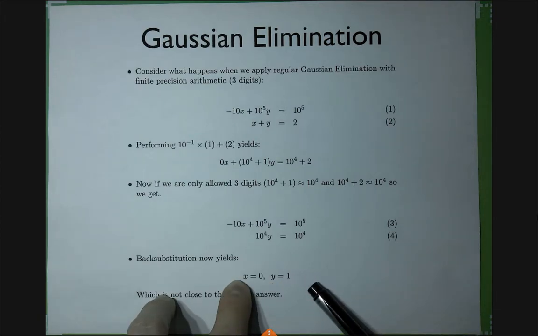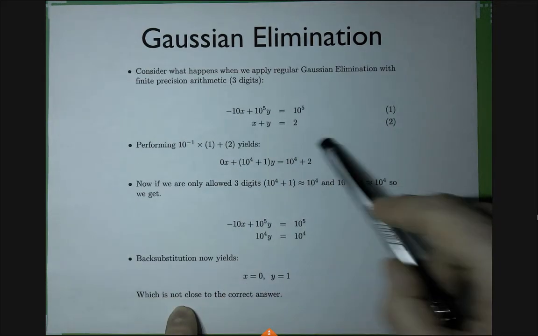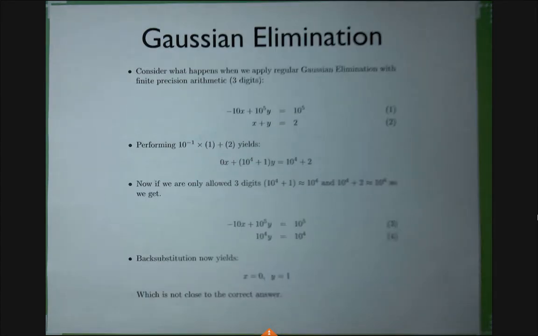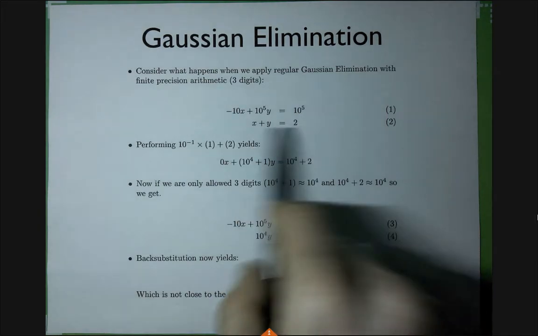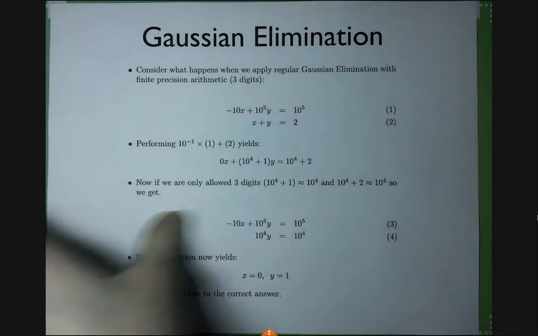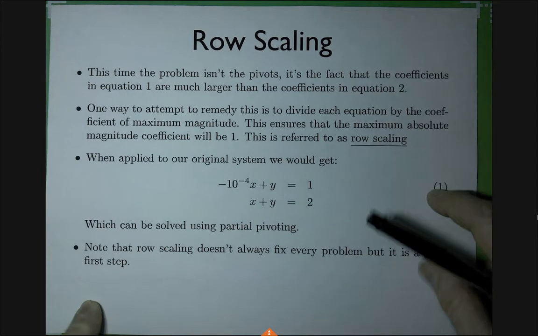Which gives me that y is 1 and x is 0. And as you can see, that's again very far from the correct answer, because the correct answer should have x and y close to 1. Something around 1 for x, right? Here it doesn't even satisfy this, not even approximately, because we do 0 plus 1, we certainly don't get 2, right? So what's the problem here? The pivots are fine here, right? The pivots are not the problem.